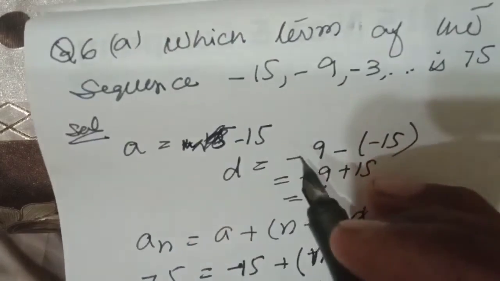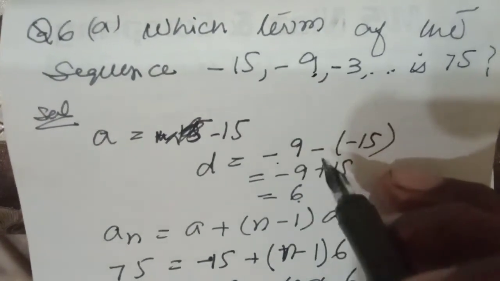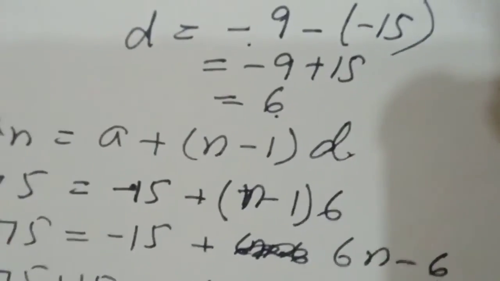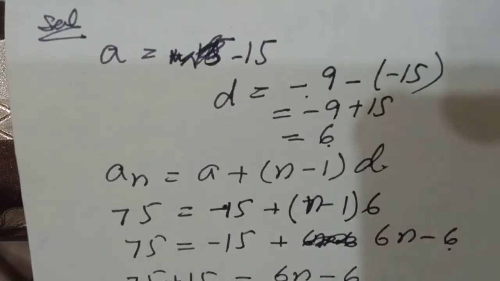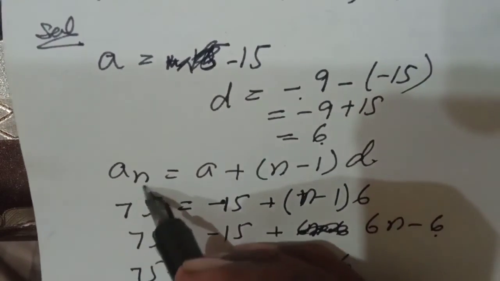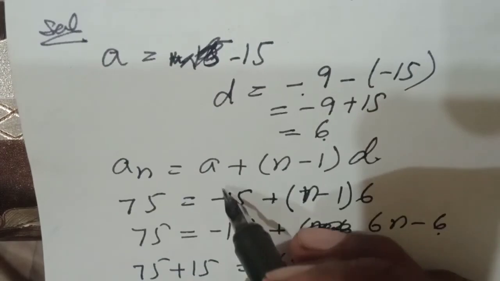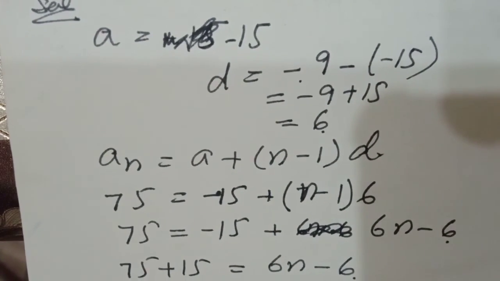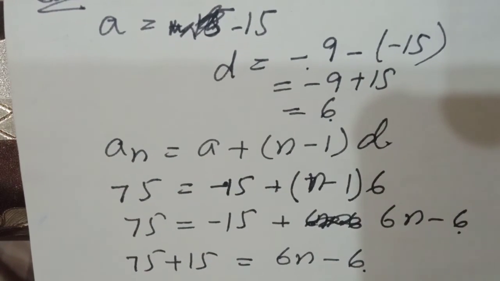Now you have to find here, a is given. A is again minus 15. Now the difference d is second term minus first term, which is 6. Now again we have the formula of the nth term, a plus (n minus 1) d, and we consider that 75 is the nth term. So 75 is equal to a, the first term, minus 15, plus (n minus 1) times 6, because we have to find which term is 75.